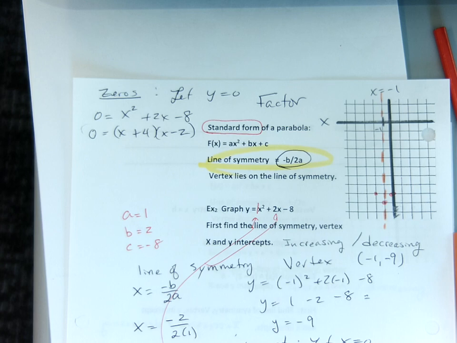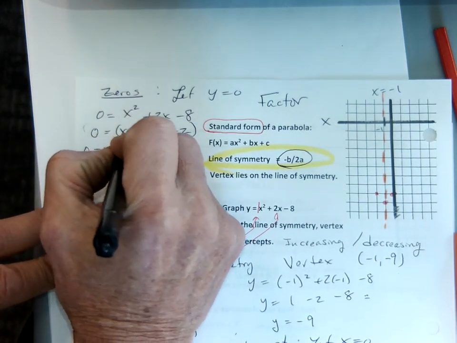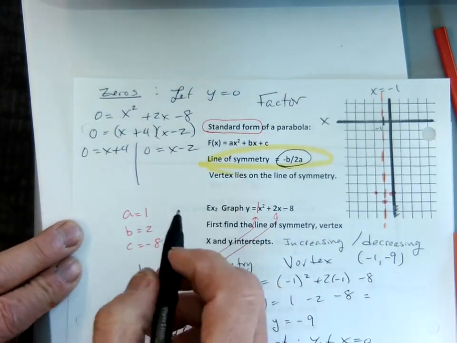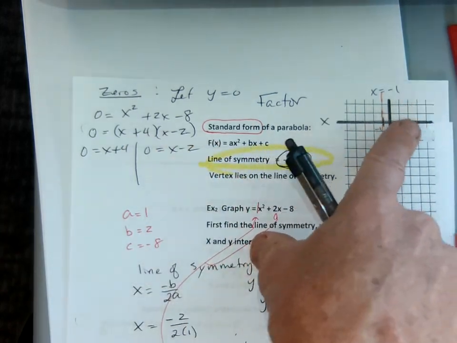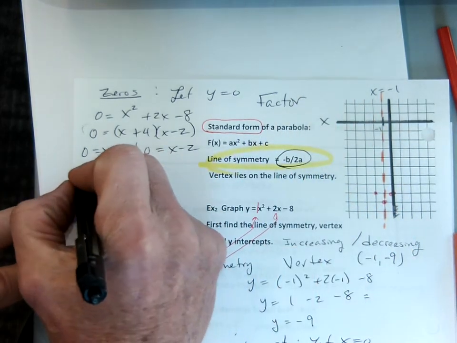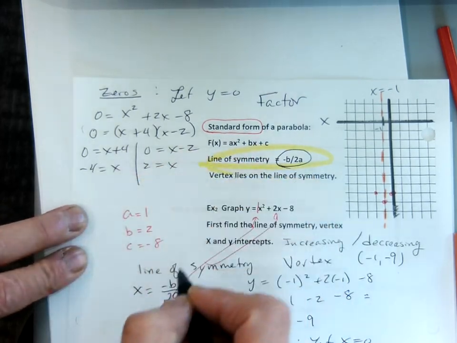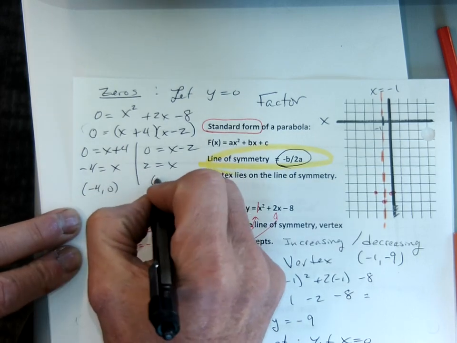We're still solving for x, aren't we? By the way, there's going to be two answers. We're going to have 0 equals x plus 4 and 0 equals x minus 2. And this solving is easy, right? So we're going to solve both. We should have two answers because it's going to cross twice, right? Minus 4 minus 4, plus 2 plus 2. So there's my zeros at negative 4, 0, and at 2, 0.